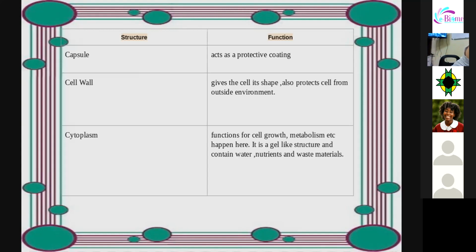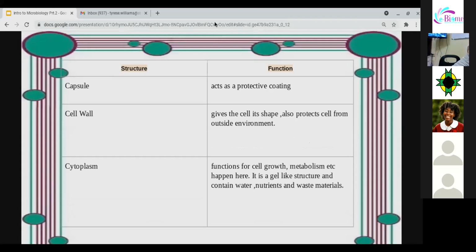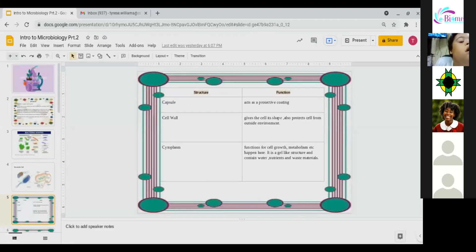And next we have the cell wall. We say that the cell wall gives the cell its shape, and it also protects the cell from the outside environment. And we say that the cell has 3 different shapes. Can anyone name one cell shape? You don't have to talk. You can put it in the chat.